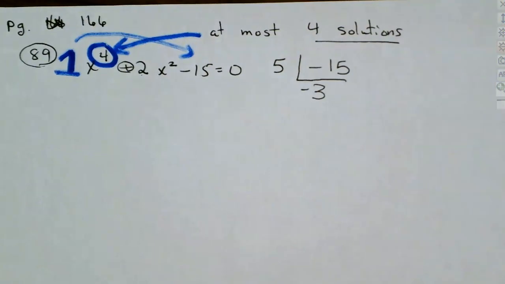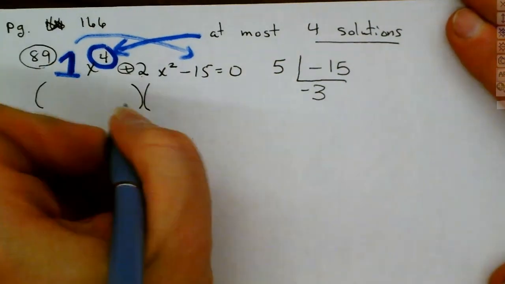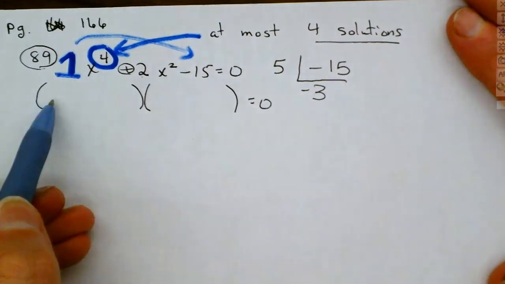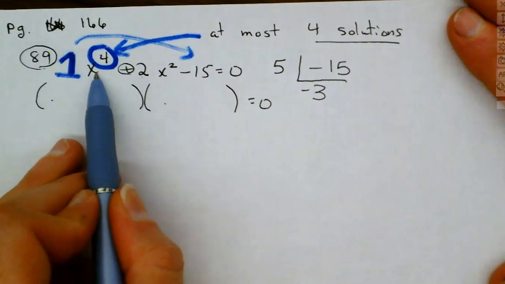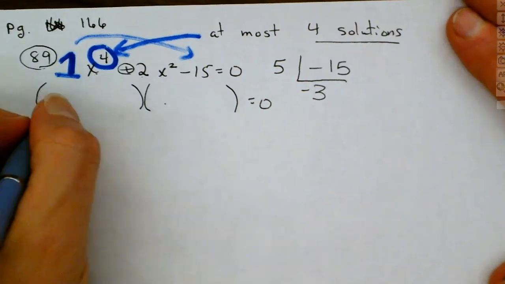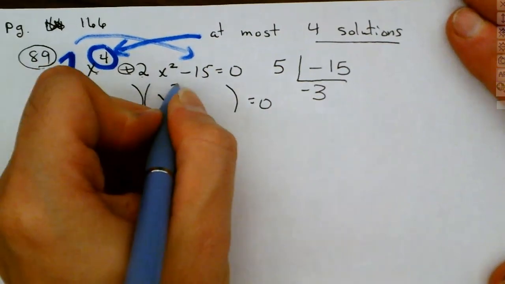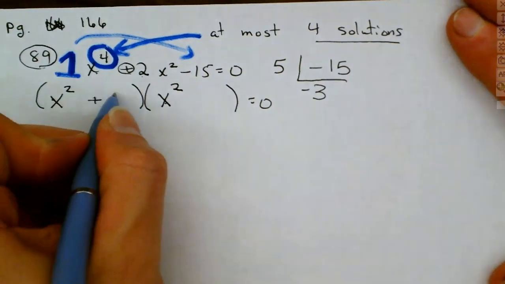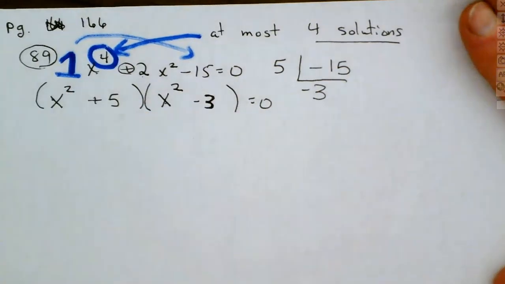Here's where it's different. Here's the new part. When we factor it, normally it would be an x and an x here, but this is x to the 4th. So I split it up into x squared now and x squared. And then we have our numbers. We have a 5 and we have a minus 3.